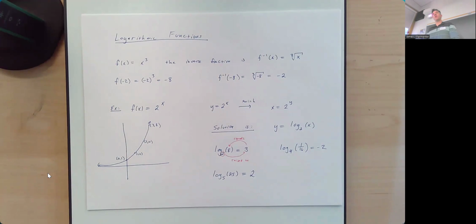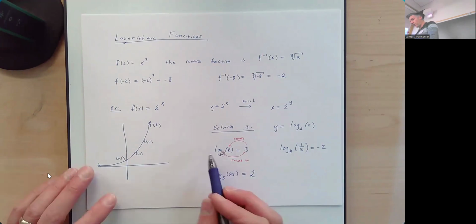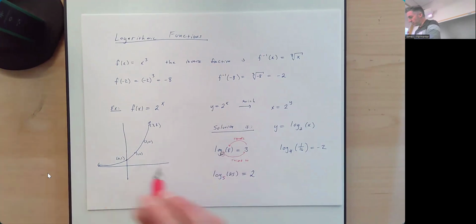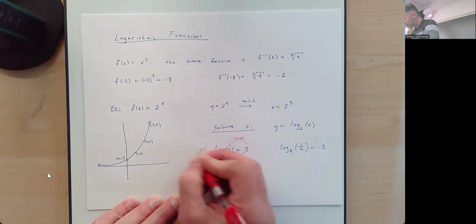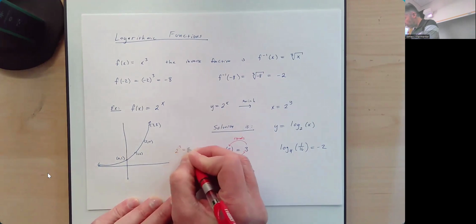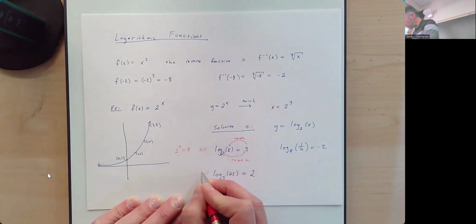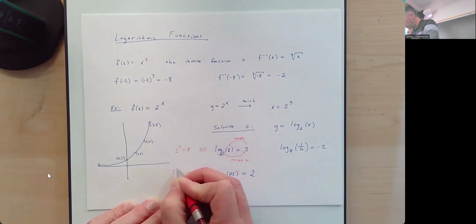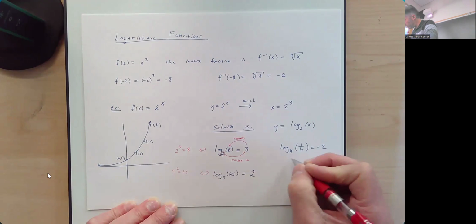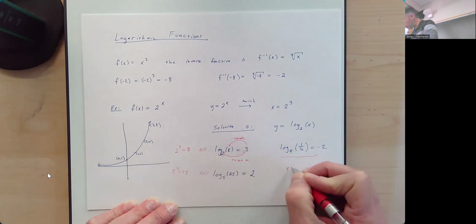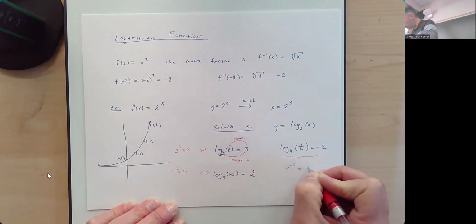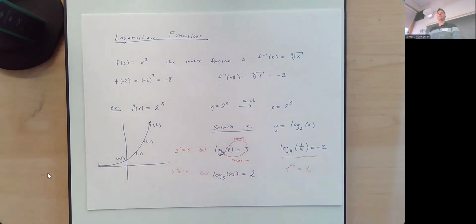Each of these logarithmic equations I've written has an exponential analog, right? I'm not writing it, but I'm about to though. This is the same as 2 to the third equals 8. This is the same as the equation 5 squared equals 25. This is the same as the equation 4 to the negative second equals 1/16. It's just a different way of writing the same information. Okay.